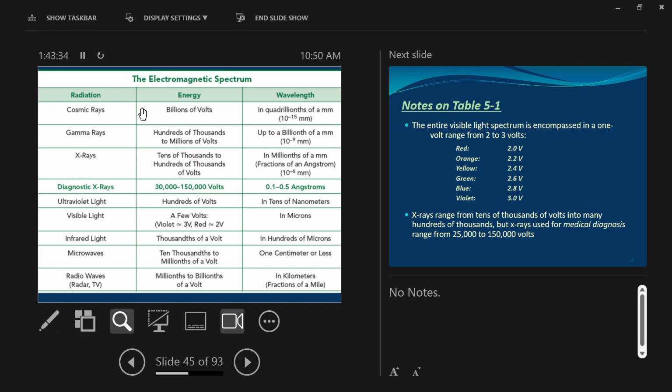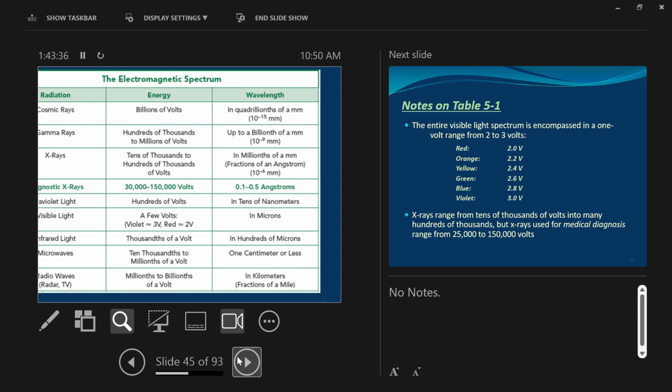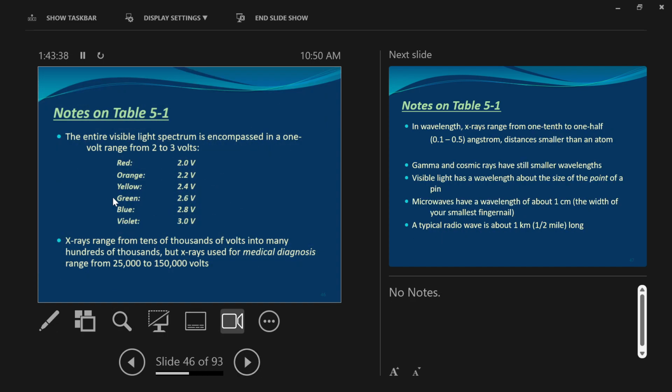Okay, here's the cool thing: of all of that spectrum, the entire visible light spectrum, red, orange, yellow, green, blue, violet, fits into energies between 2 and 3 volts.